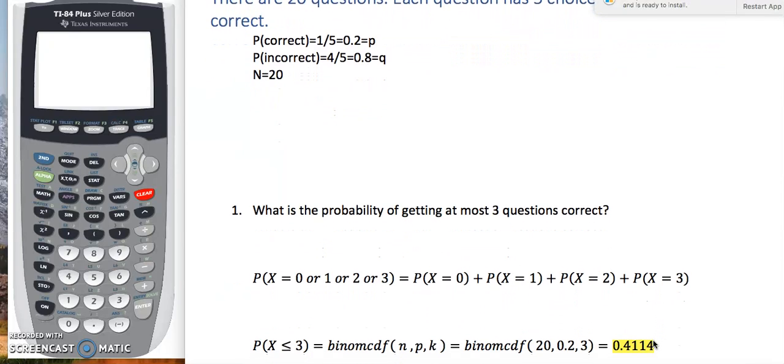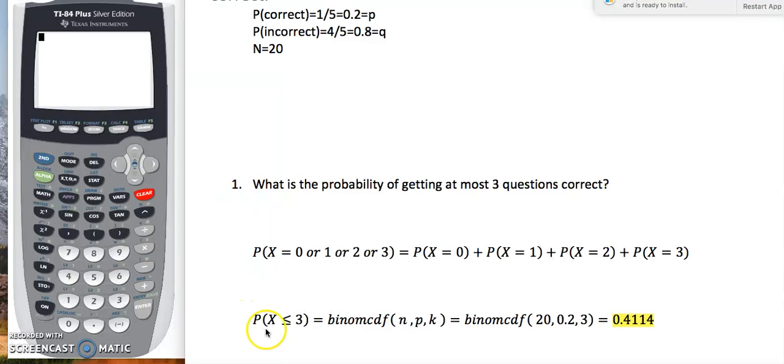Another option is to use a different button. So the probability that we have 3 or less successes, so 0, 1, 2, or 3 questions correct, the calculator will actually add up these probabilities for us if we use binomial CDF instead of PDF. And once again, you put in n, p, and up to how many questions you want to get correct. In this case, we want to get up to 3 questions correct, at most 3. So that's going to be, I'm going to just call it k.